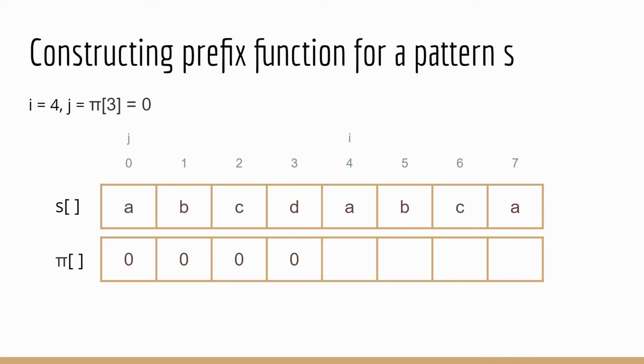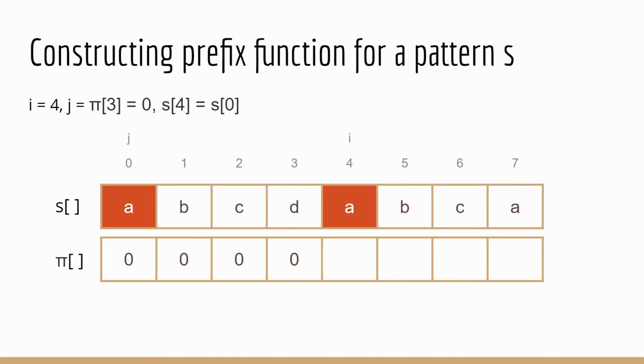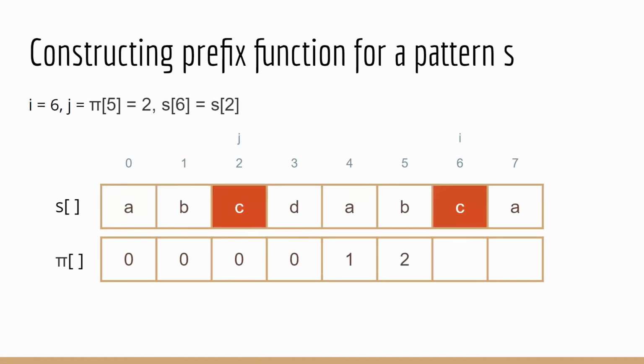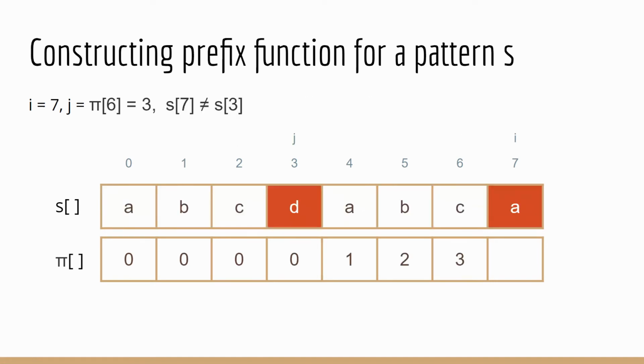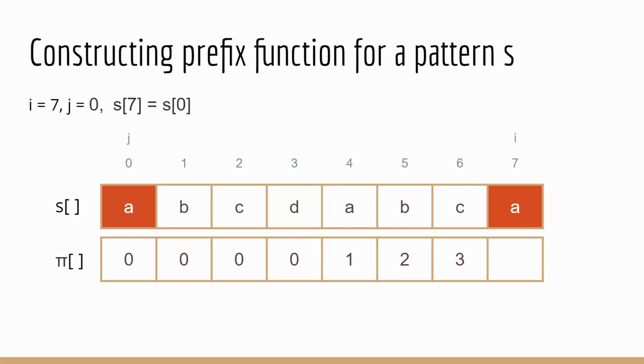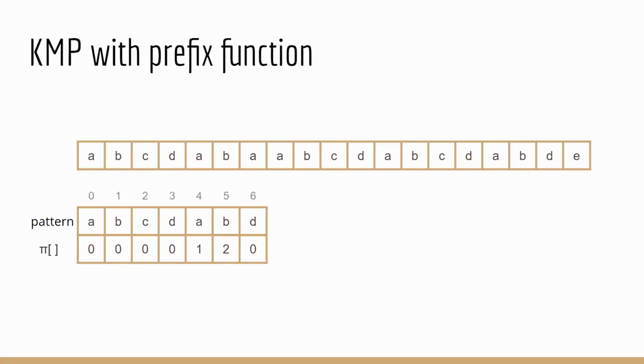Now for pi 4, things are different. Sj and si are the same, so pi 4 is now 1. Again, same for 5 and 6. Now for pi 7, this is the tricky part. Sj and si here are different, so we try to find a shorter j by making j equal to pi 2, so j is now 0. Compare sj and si, they're the same, so pi 7 is 0 plus 1, which is 1.